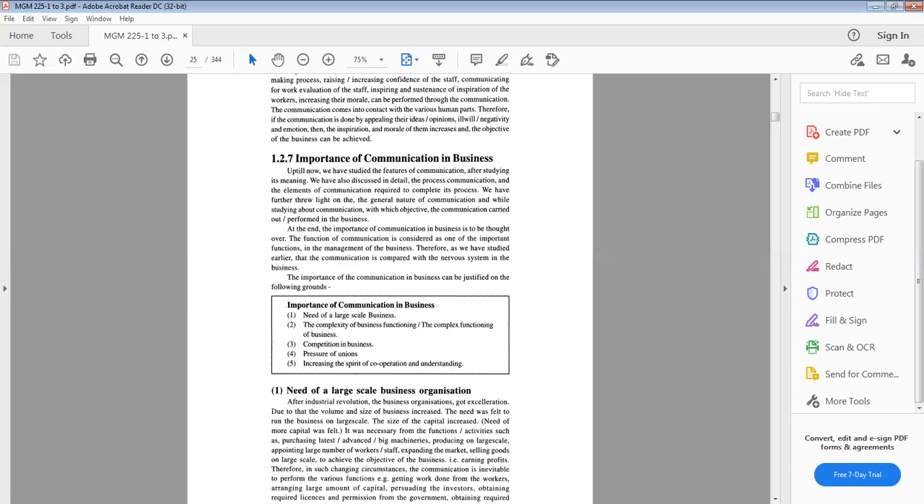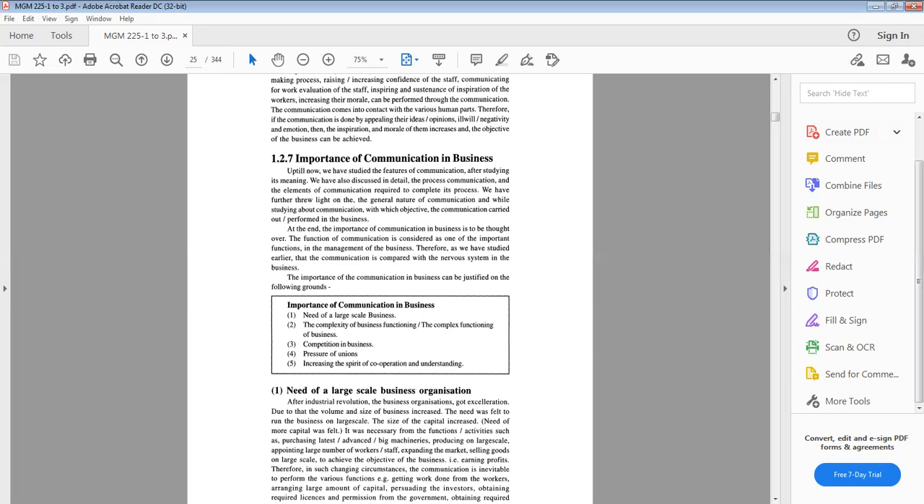Pressure from unions. We find nowadays that persons from all fields have united, and as a result of it, trade unions, consumer organizations, investor forums, and trade associations came into being. As all of these unions are related to business, they have a pressure impact on businesses.